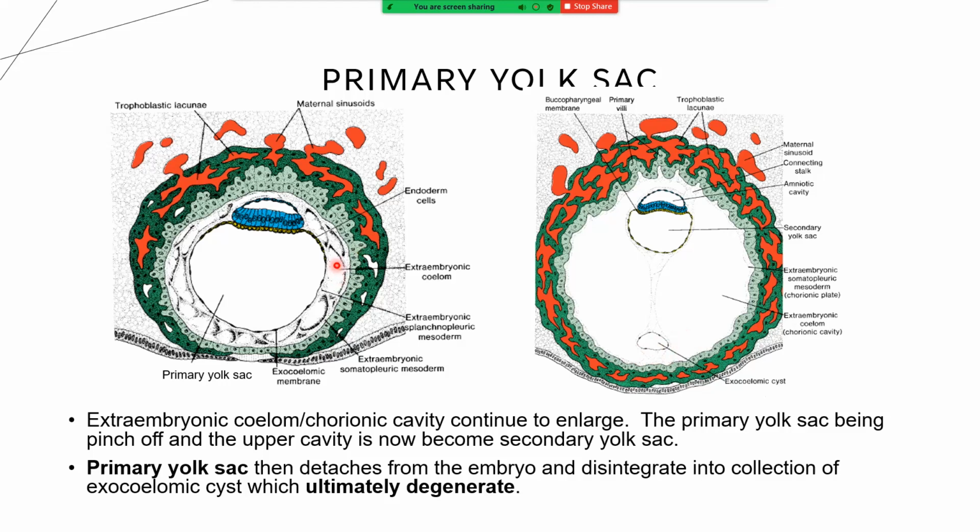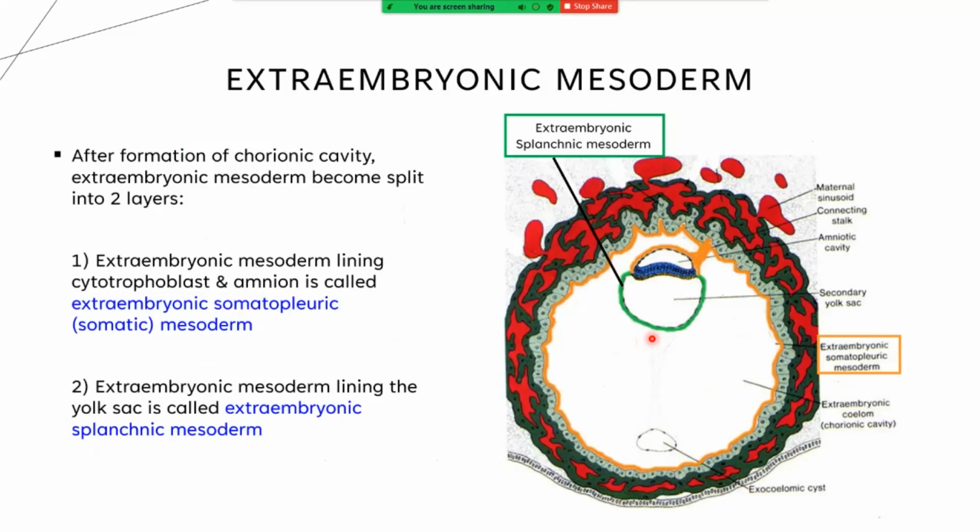From the cavity of the extraembryonic coelom or chorionic cavity, they enlarge, they fuse, they pinch this very big yolk sac, dividing it into the secondary yolk sac, and the primary yolk sac becomes the exocoelomic cyst, which later will disappear.